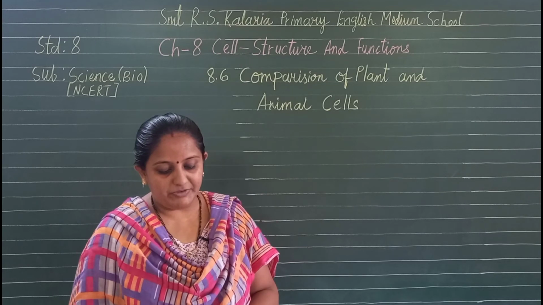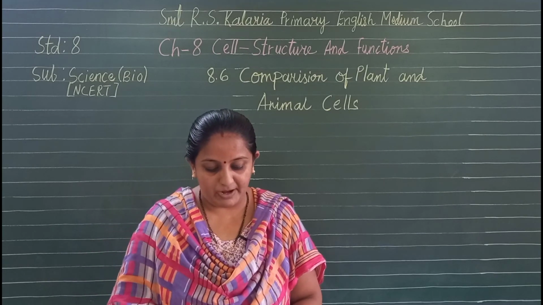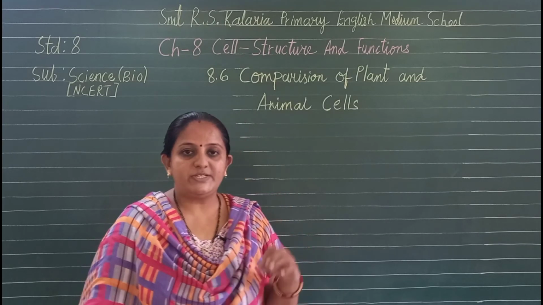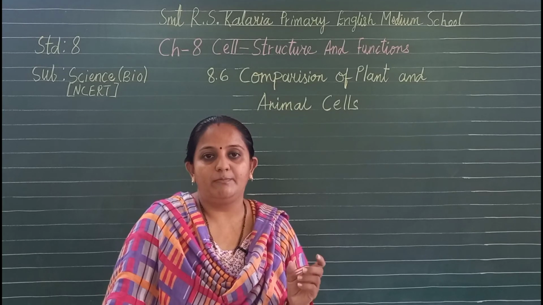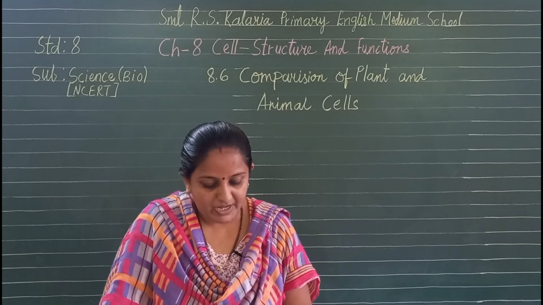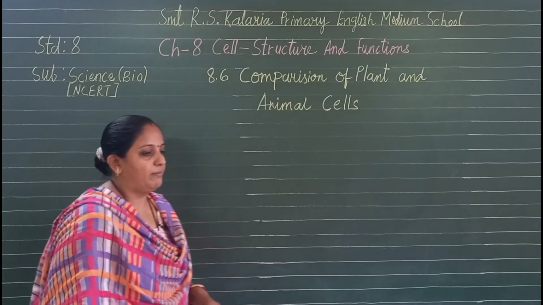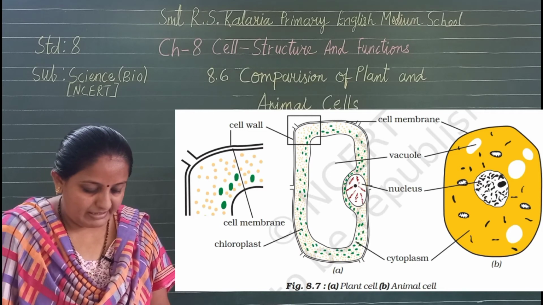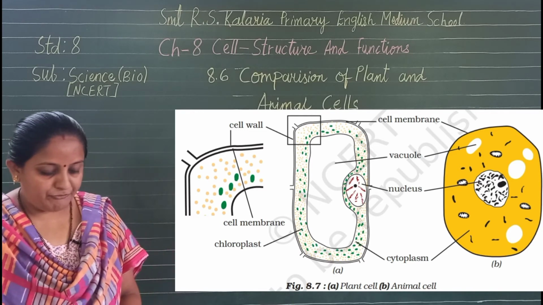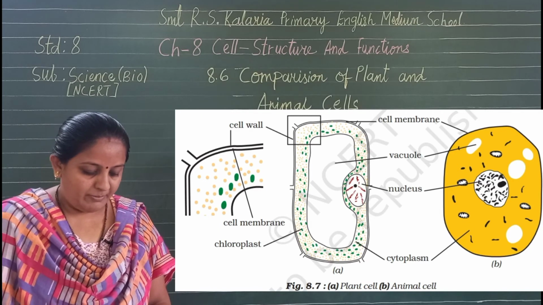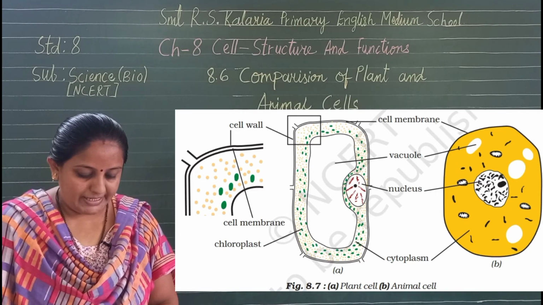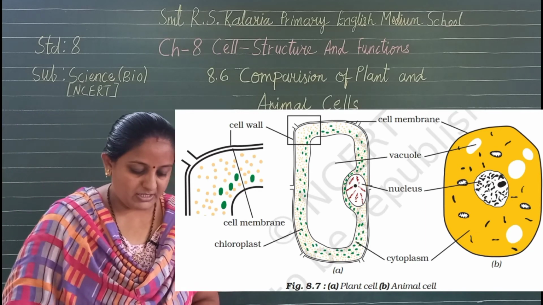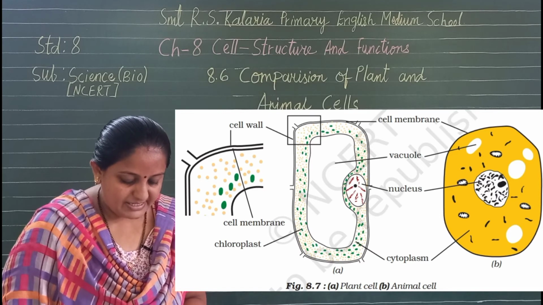Now if you recall activities 8.3 and 8.4, you should be able to compare plant and animal cells, isn't it? Observe the plant cell and animal cell in the figure from the book, the onion cell and the cheek cell. Now over here in figure 8.7 you can see the figure on the board. This figure shows us the comparison of plant cell and animal cell. So let us understand the different parts: cell wall, cell membrane, chloroplast, vacuole, nucleus, cytoplasm. These are the different parts or components which are present in the plant cell and animal cell.